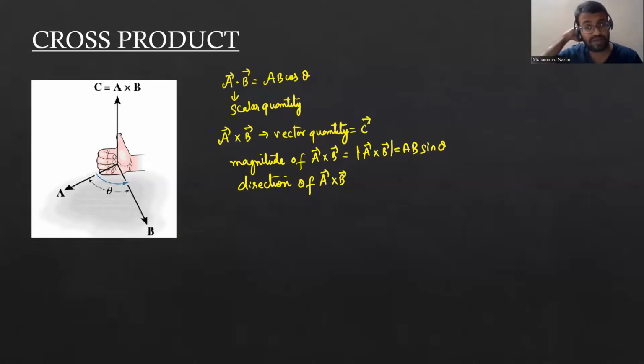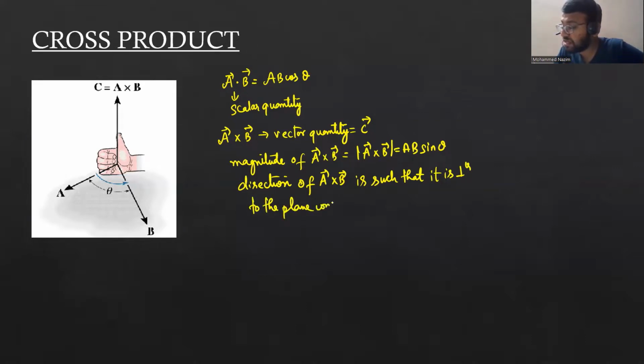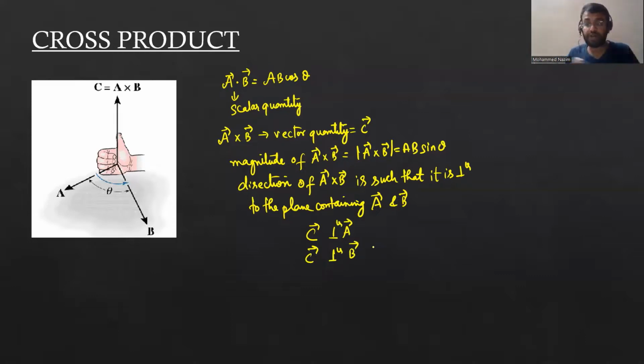I told you, A cross B will give us a vector quantity. Let us call that vector C. So the direction of A cross B is such that it is perpendicular to the plane containing A vector and B vector. That is, C vector is perpendicular to A vector as well as C vector is perpendicular to B vector also. It is perpendicular to both A vector and B vector.